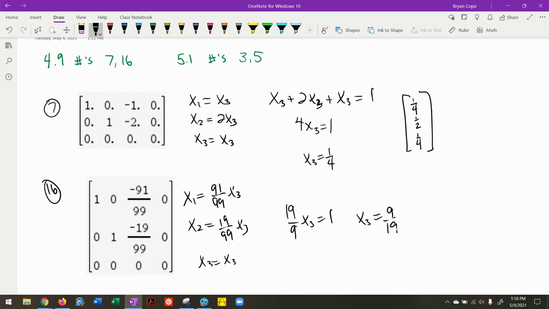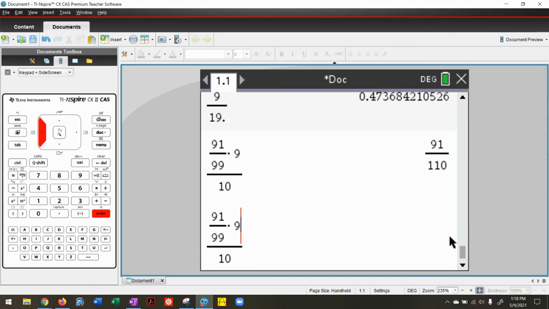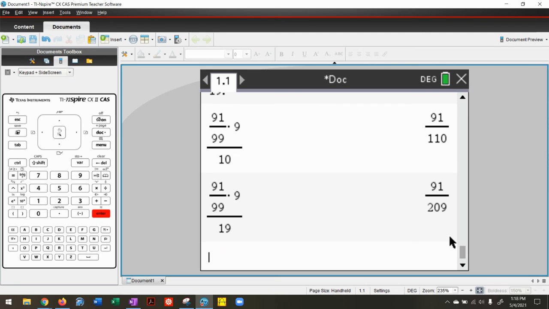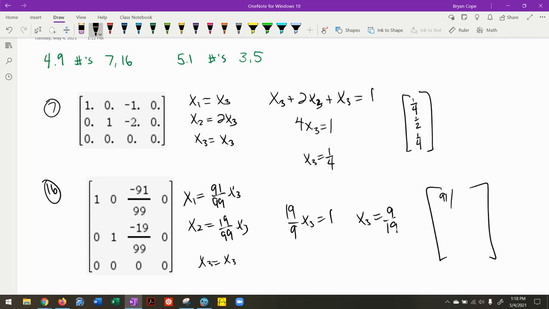Okay, so this means that our first element in our steady state is going to be 91 over 99 times 9/19, which gets us 91 over 209. And that is correct. The second element is going to be 9/99ths, right? Or 1/11th. And the third element is going to be 9/19ths. So that's our steady state. And don't make the mistake I did. Make sure that you first subtract the identity before augmenting with zeros and rreffing. All right, that's the 2 from 4/9.